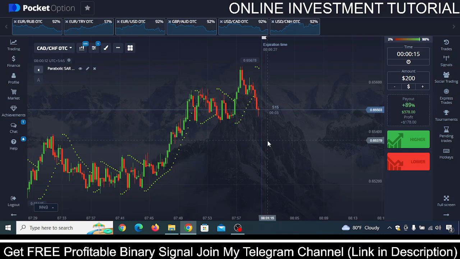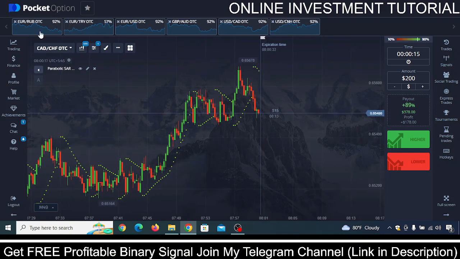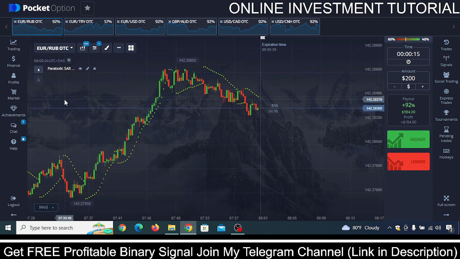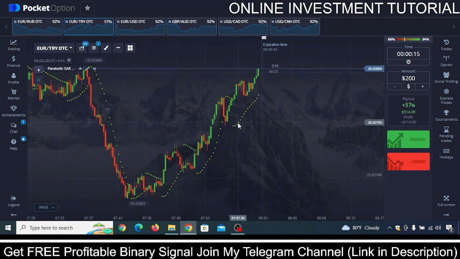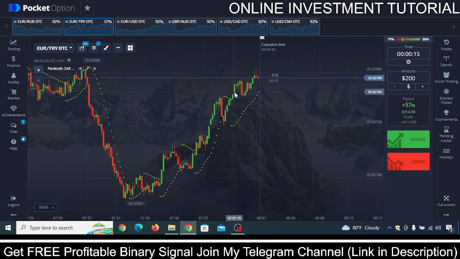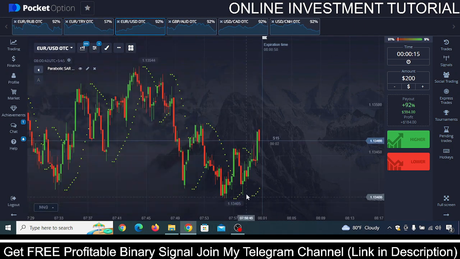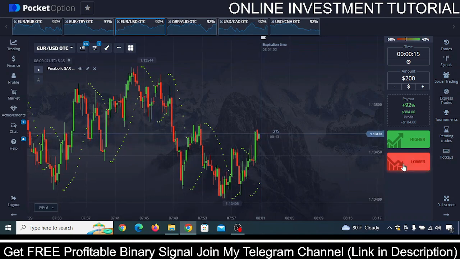But in this strategy we are going to do things a little bit differently. Let's say you are in this currency pair right now. You just turn to another currency pair and see these dots are below the candles. That means it is an uptrend, but you will make a trade by clicking on lower here, one trade, okay? And once you win or lose this trade, you immediately go to another currency pair and you see these dots are below the candles. That means it is an uptrend, but you will make a trade by clicking on lower.